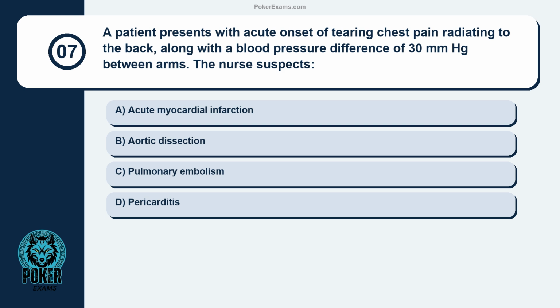Question 7. A patient presents with acute onset of tearing chest pain radiating to the back, along with a blood pressure difference of 30 millimeters of mercury between arms. The nurse suspects acute myocardial infarction, aortic dissection, pulmonary embolism, pericarditis.